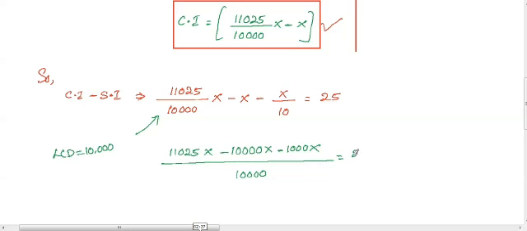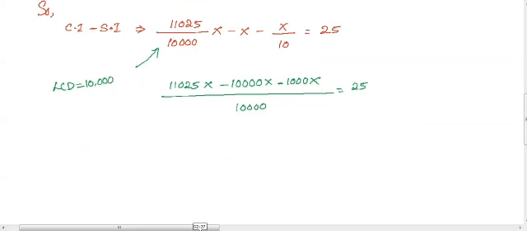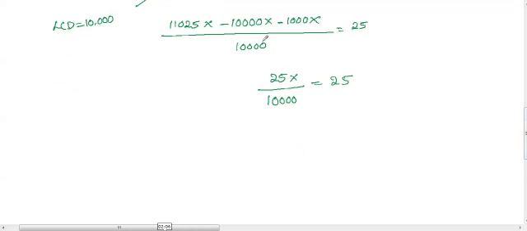So if we move this 10,000 to the right hand side, we'll get 25,000. So if we subtract 10,000 and 1000 from 11,025, we'll get 25x. So 25x divided by 10,000 equals 25. So 25 cancels out. So x is equal to 10,000.